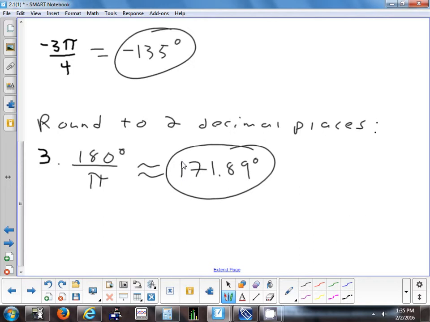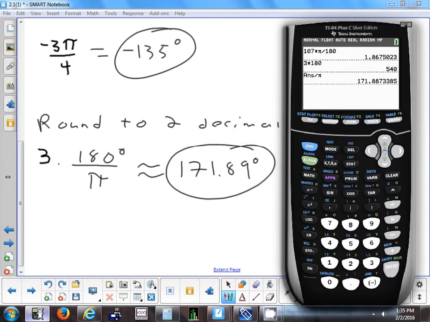So if I was looking for an answer on the test rounded to 2 decimal places, that is what I would accept. Okay, not 0.88. You need to make sure you round properly.